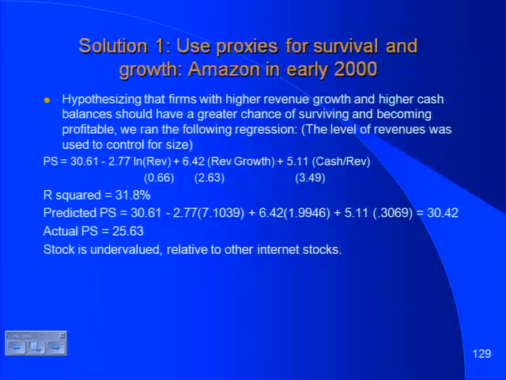6.42 times the revenue growth. So the higher the revenue growth rate, the higher the price to sales ratio. And I measured your likelihood of surviving by looking at how much cash you had as a percent of revenue. So the more cash you had, the greater your price to sales ratio. Incidentally, I could probably have taken out log of revenues because the T statistic is not significant, but I kind of left it in there just to throw the 3 hypotheses in.